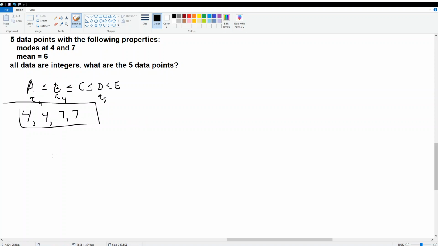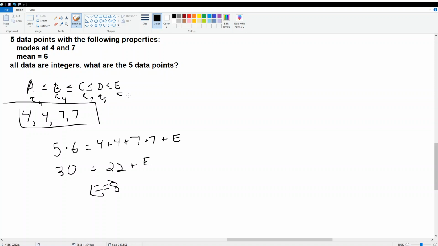So, guess what? The number of data points, 5, times our mean of 6, has to be equal to the sum of our data points. So 4, 4, 7, and 7. The last one you can call X. Doesn't matter. I'm just going to call it E, in part because I know what the answer is. So 5 by 6 is 30. 4 plus 4 is 8. Plus 7, 15. Plus the other 7, 22. 22 plus E. So therefore, E is equal to 8. And so we know our data points are 4, 4, 7, 7, and 8.